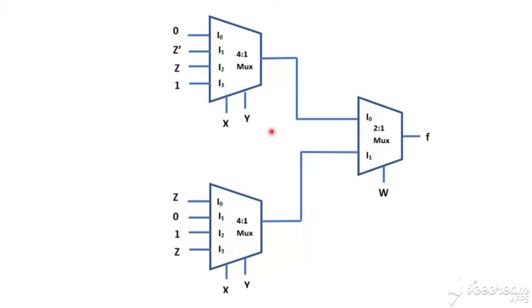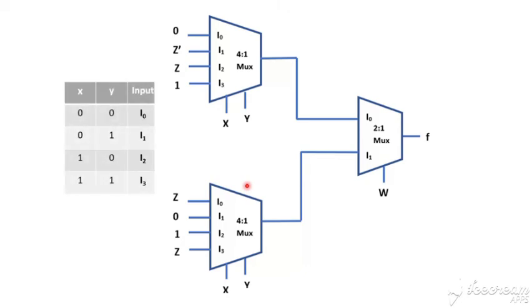According to the EVM of the previous question, the 4 inputs of the first 4 to 1 multiplexer are 0, Z prime, Z, and 1. As for the second 4 to 1 multiplexer, they will be Z, 0, 1, and Z. We declare the switches of the 4 to 1 multiplexer as X and Y. The output of the 4 to 1 multiplexer is the input of the 2 to 1 multiplexer, and we declare it as W. F is our output. There is extra knowledge for the 4 to 1 multiplexer: we need to refer to its truth table to decide the input it chooses.